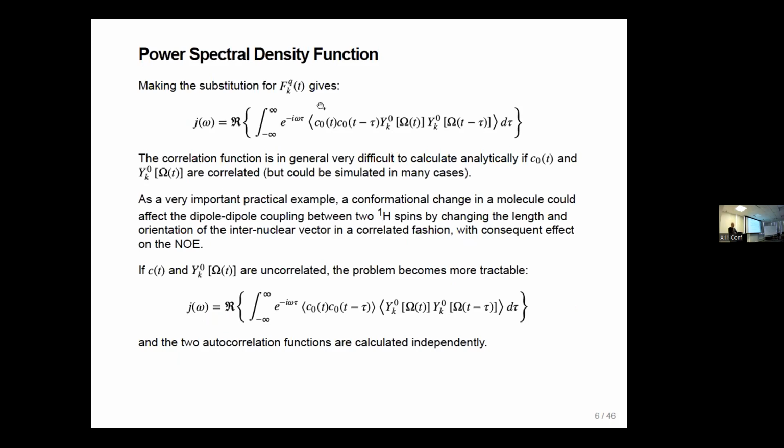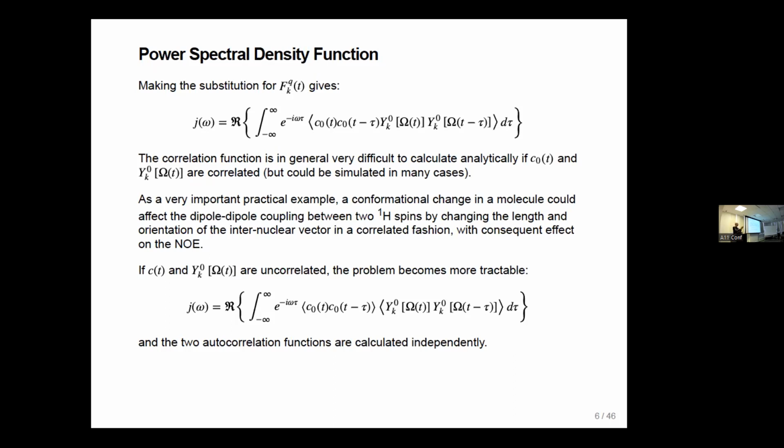So here's what we have. If we make the substitution for the spatial functions, we have the joint autocorrelation function for the C's and the spherical harmonics. And that's pretty difficult to deal with analytically. So if you have to deal with such a coupled problem, it's almost always a computer calculation rather than an analytical calculation.